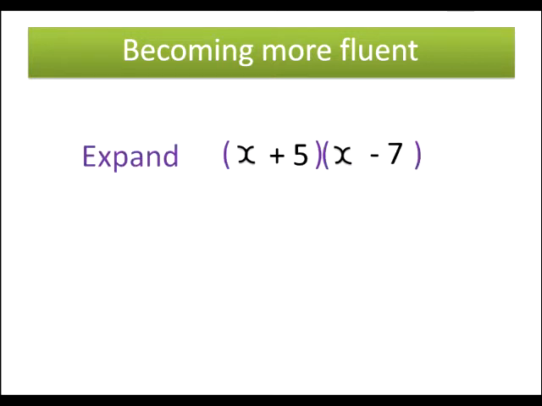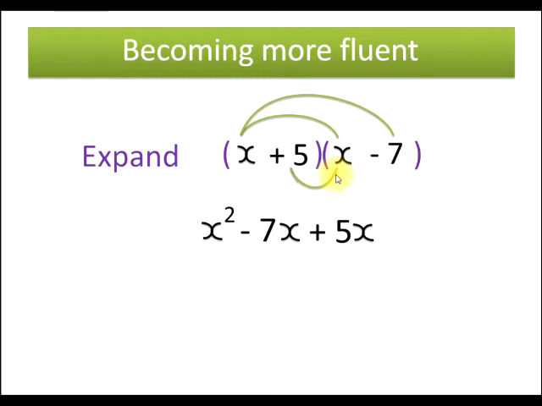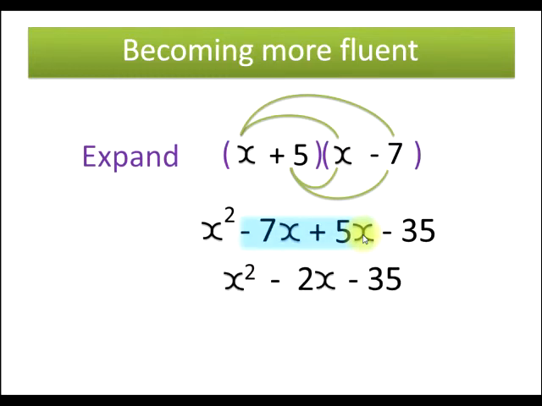Now, here's another one. So, to draw my first line, x squared. My second line, remember, it's from the first term to all the terms in the next bracket. And I'm going from the second term to all the terms in the second bracket. So there's 5x, and there is minus 35. Collect these two terms together. So minus 7 plus 5 is of course minus 2. And it's done.